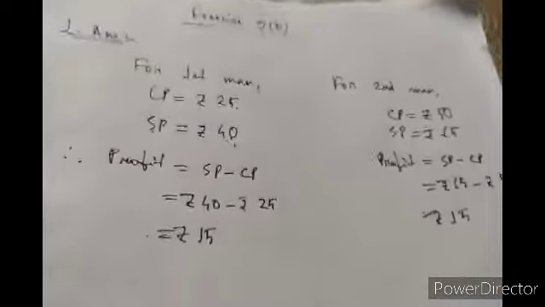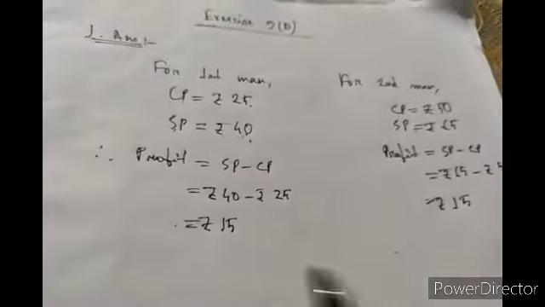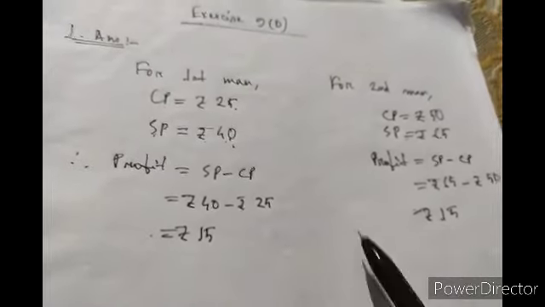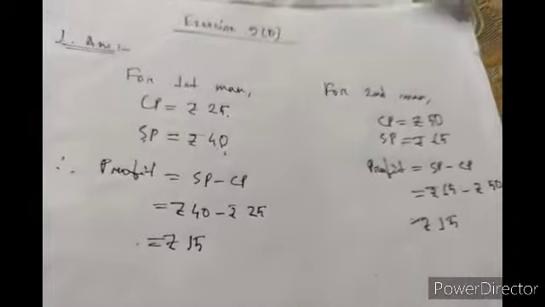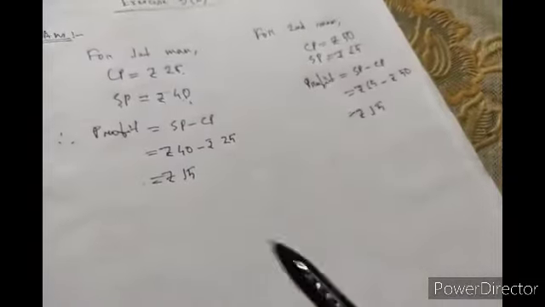Now see, in both cases we are getting a profit of rupees 15. So we cannot say which man earns a higher profit, because the profit amount is the same. But what is asked in the question? Rate of profit. Rate of profit means profit percent.